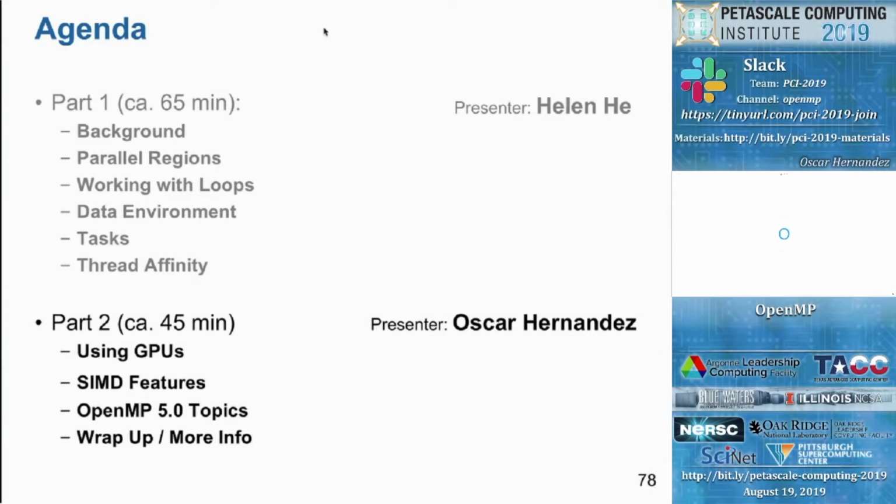So the second part is going to be to talk about how we can use OpenMP to program accelerators, for example, program GPUs, or if we want to program specialized units like vectorization units in the CPU. And then we're going to talk a little bit more about what is the future of OpenMP and what else we're going to be seeing as we see more implementations of OpenMP 5.0.